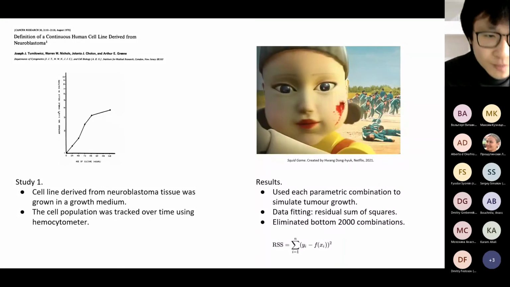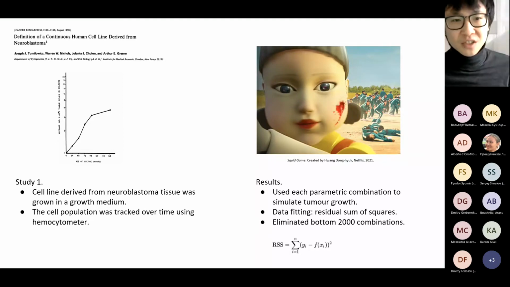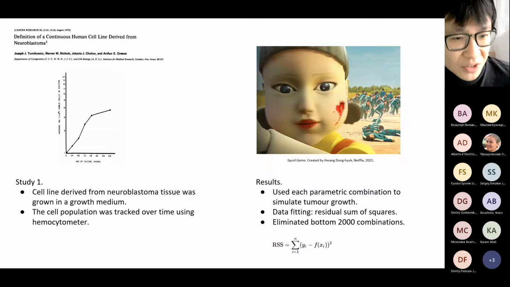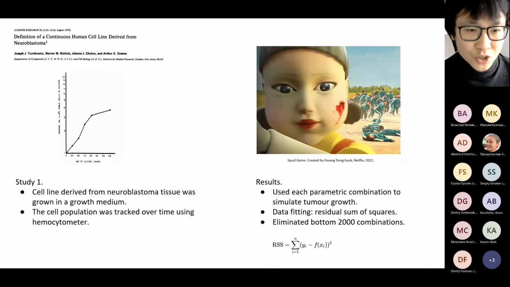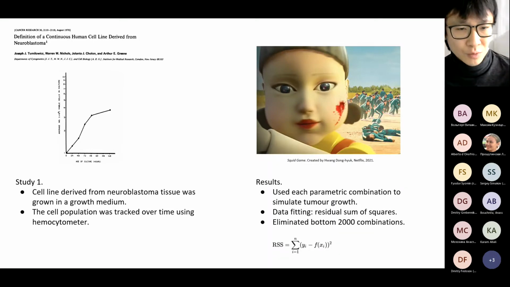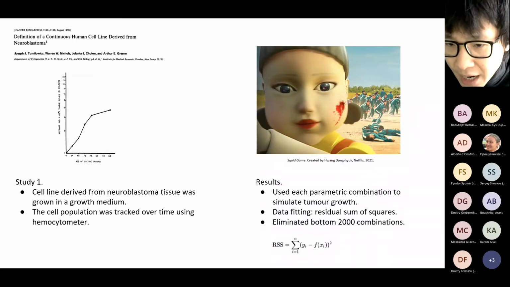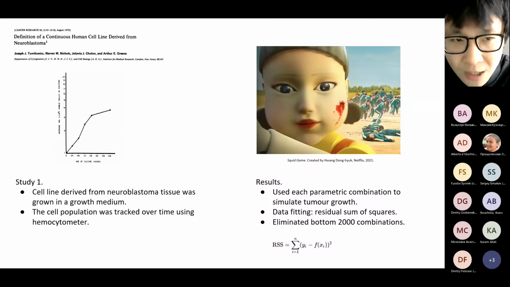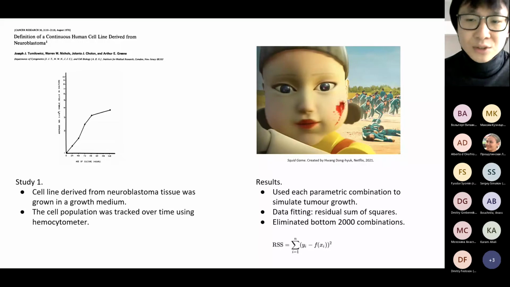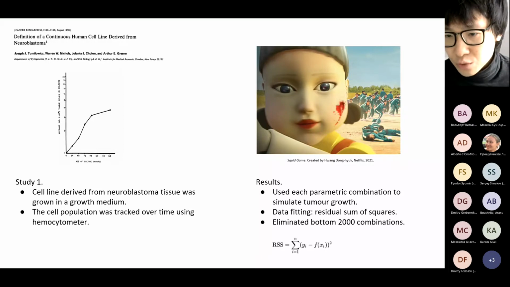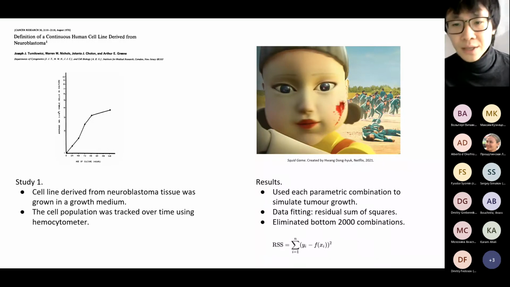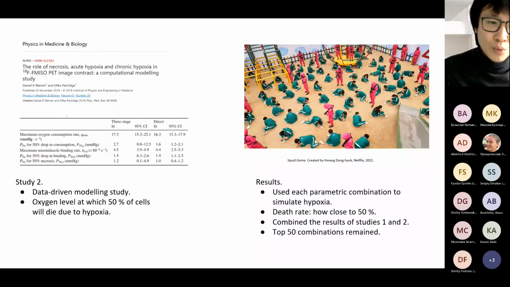In the first round, I consider a study from the 1970s. It's a very general study about the growth kinetics of neuroblastoma cells, which were cultivated in a growth medium, and the cell population was tracked over time. I used each parametric combination to simulate tumor growth, and I fitted the results to the data shown on the left to calculate the residual sum of squares. This allowed me to eliminate the bottom 2,000 combinations. The remaining 1,000 entered the next round.